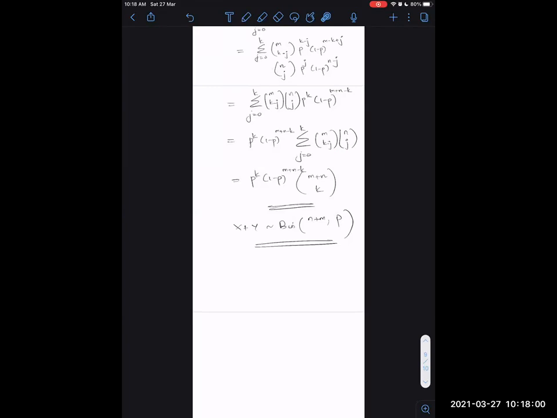Good. So that's all I wanted to do today. So next class we'll see a few properties of PMFs, and we'll define what is known as the CDF of a random variable, cumulative distribution function. And after that, we'll go on to see other types of distributions other than Bernoulli and binomial.